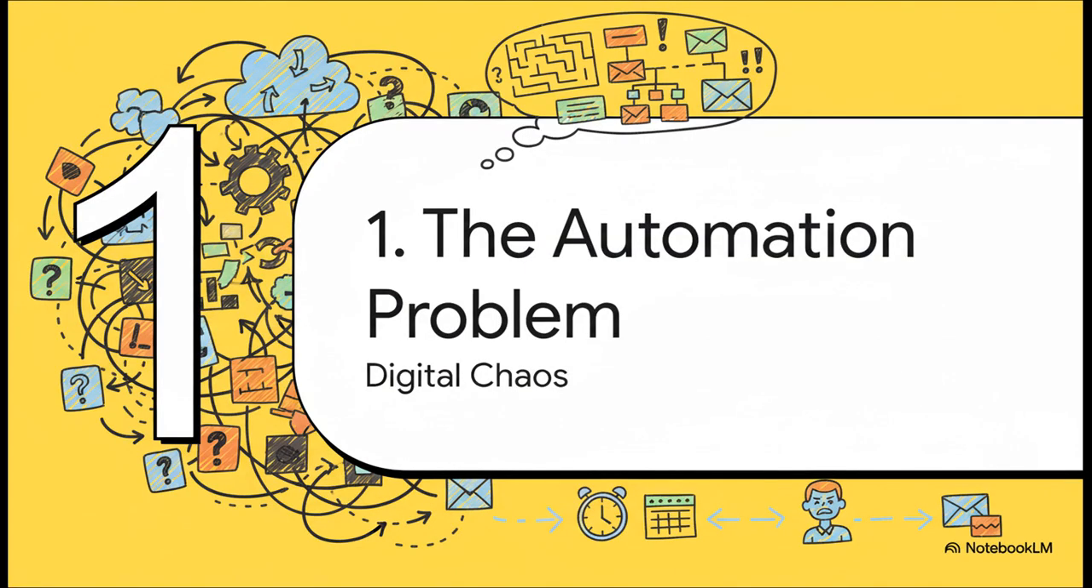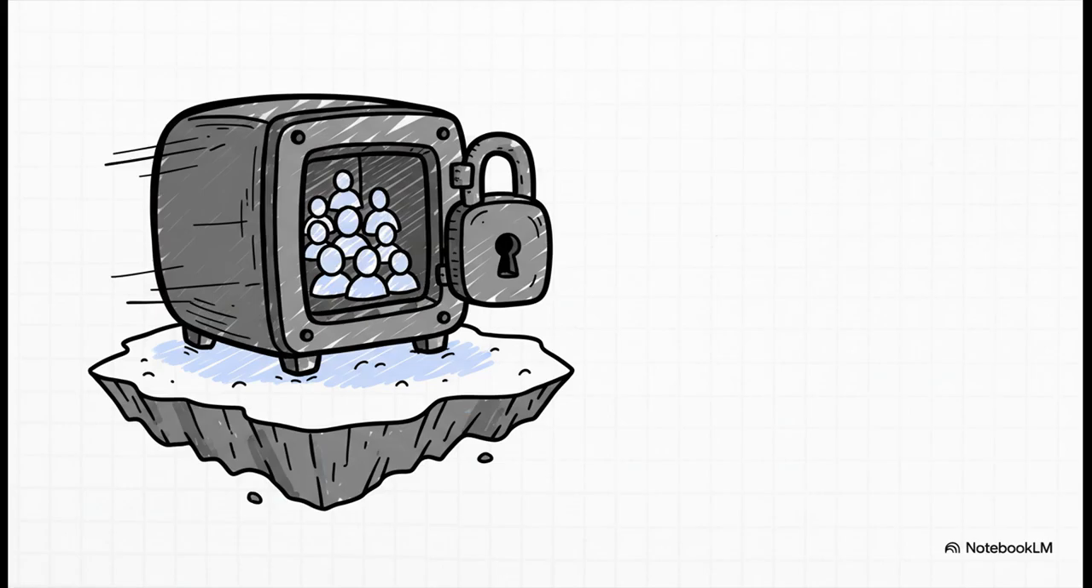So first up, let's talk about a problem that I'm pretty sure we all know a little too well. It's that digital chaos, right? The constant switching between apps that just eats up our day and totally kills our focus. You know the drill. You've got your customer data all locked away neatly in your CRM. Maybe it's HubSpot, maybe it's Salesforce. It's safe, it's organized, but it's over there.